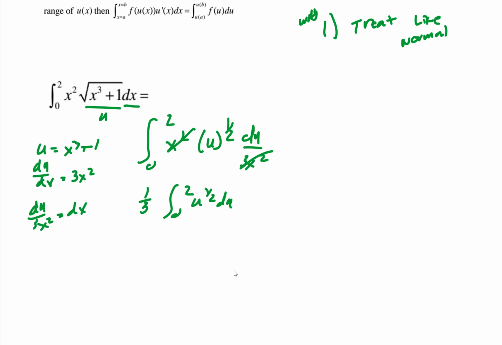Now I can integrate this like normal. So add 1 to your power, divide by the new power, which in this case is 3/2. Remember the trick, bring the 2 to the front. So we're going to get this mess: 1/3, 2 over 3, u to the 3/2.